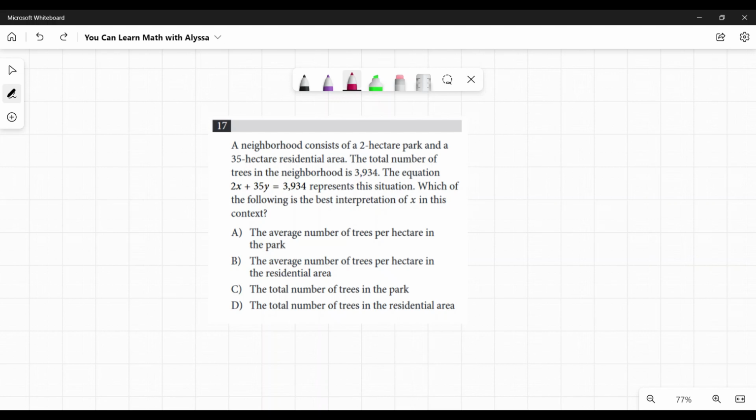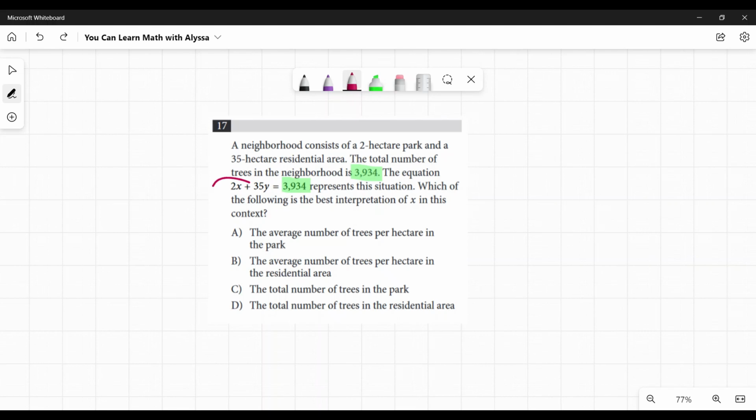Well, look at our numbers that are corresponding. We have a 2, a 35, and 3,934. And in the equation, we have the same thing. We have 2, 35, and 3,934. So we know that 3,934 is the number of trees. So I know we're adding these together to get the total number of trees. Saying 2 hectares there, 35 hectares there. So each of these must represent the number of trees in that area.